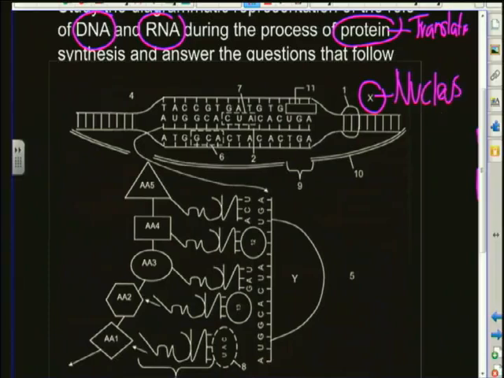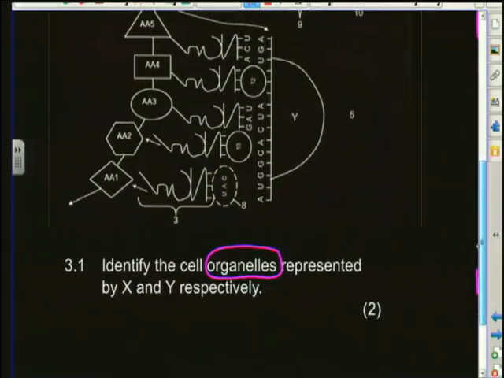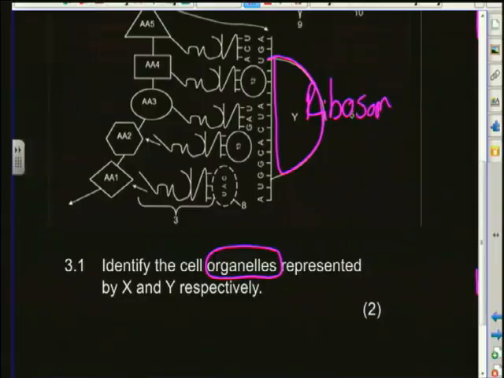And I know that why? Because where do I find my DNA? I find my DNA in my nucleus. So X is nucleus. What is Y? This is Y. Where does the mRNA go and rest on? What is that organelle? It is the ribosome.